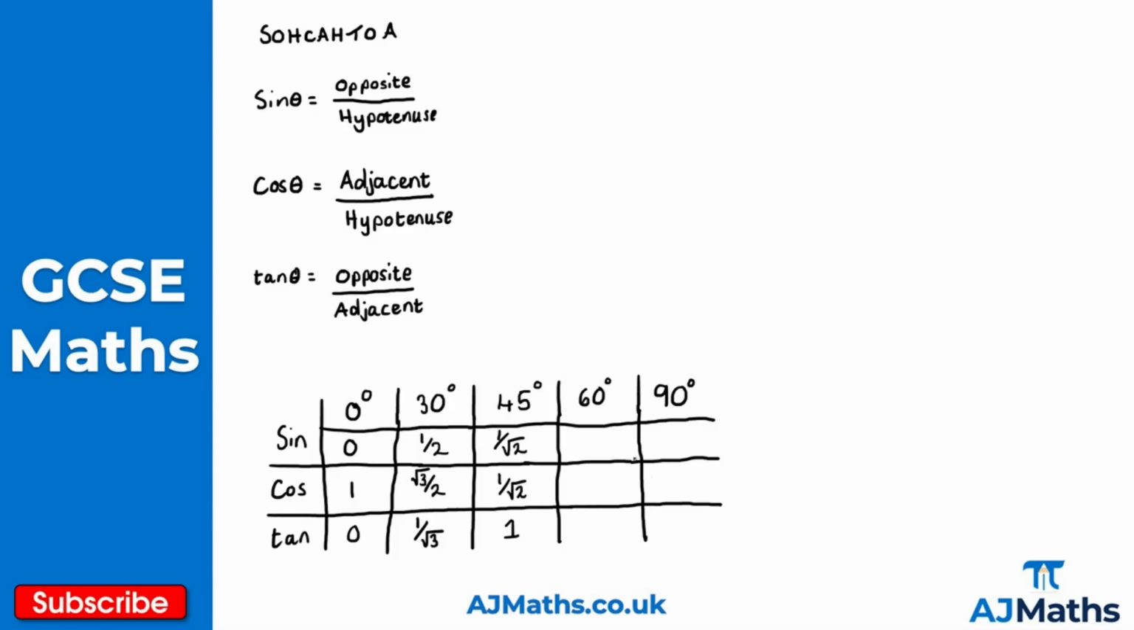Moving on to 60 degrees now. Well, sine of 60 degrees is root 3 over 2. For cosine of 60 degrees, that's 1 over 2, or a half. And then finally, tan of 60 degrees here, that is equal to root 3. And then finally, for 90 degrees here, well, we've got 1, we've got 0. And then for tan of 90 degrees here, we say this is undefined.